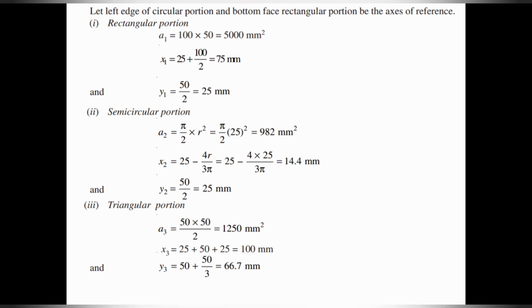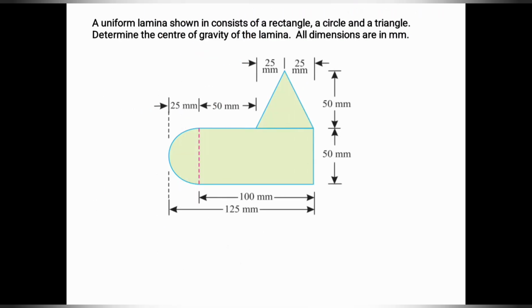Then similarly y2 is nothing but d by 2, 50 by 2 equal to 25 mm. Then for the triangular portion, half bh, so half into 50 will give you 1250 millimeter square. Then x3: you have to see the bottommost portion and the leftmost portion of this triangle. The leftmost portion of the triangle is not intersecting with the y-axis of the whole composite section. So it is away by a distance of 25 plus 50, that is 75 mm. Then you also have to add 25, so it is totally 100 mm.